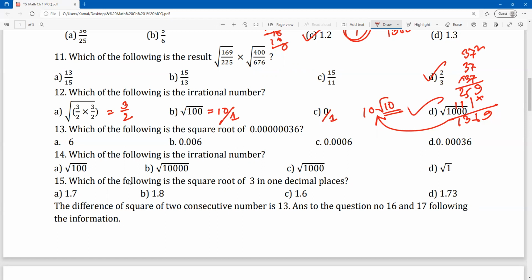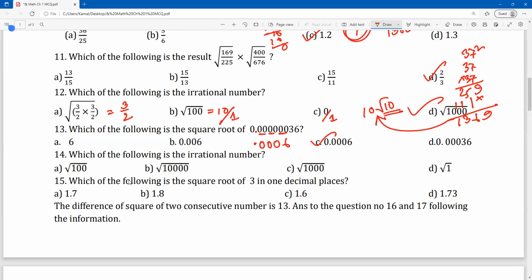Which of the following is the square root of above? So after the decimal, how many pairs are there? 1 pair, 2 pair, 3 pair. So first step, 1 pair for 0, 1, 2, 3. 1 pair, 2 pair, 3 pair, then 36, 6. So 3406, this is the correct answer, C.